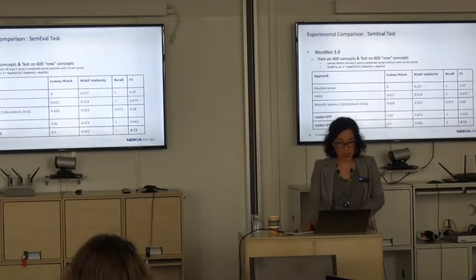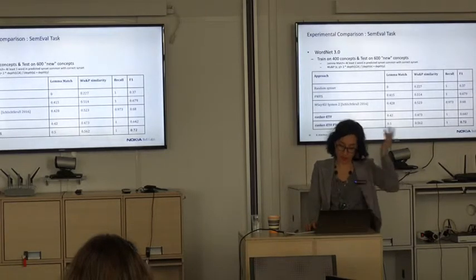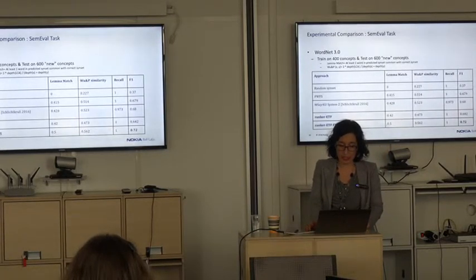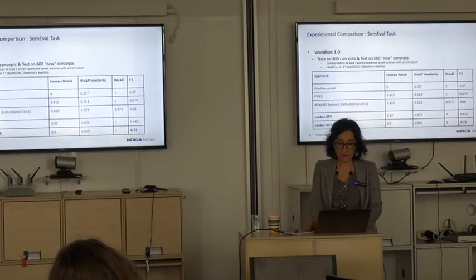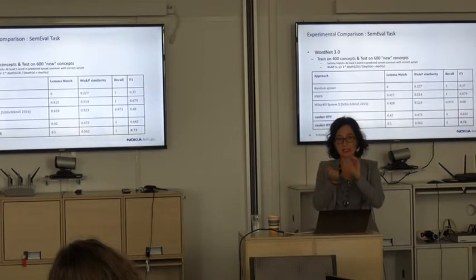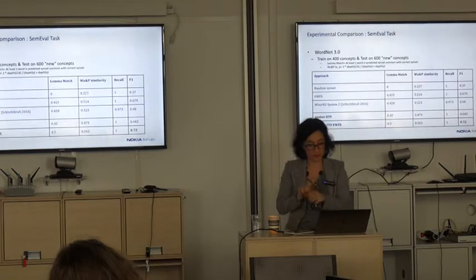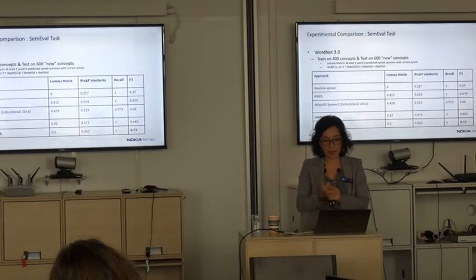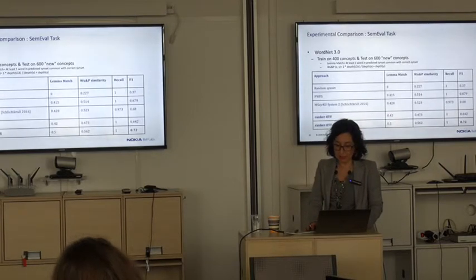In WordNet, we train on 400 concepts, and we test on 600 new concepts. And we compared with some baseline approaches, state of the art in literature. We use different metrics. Lemma match is at least one word in a predicted synset common with the current set of words that define a concept. And then a few other metrics, accuracy, recall, and harmonic mean of accuracy and recall. And our model does quite well on all those metrics.